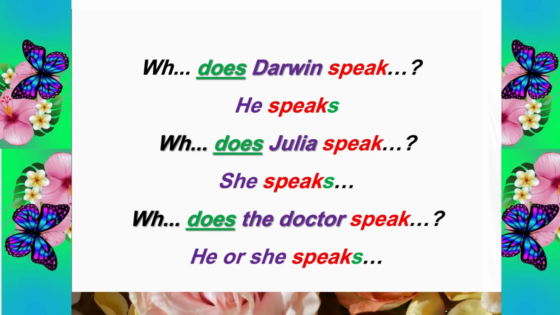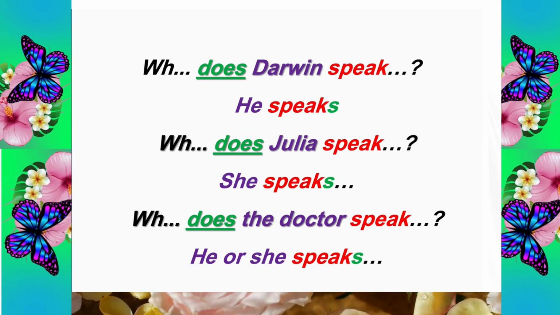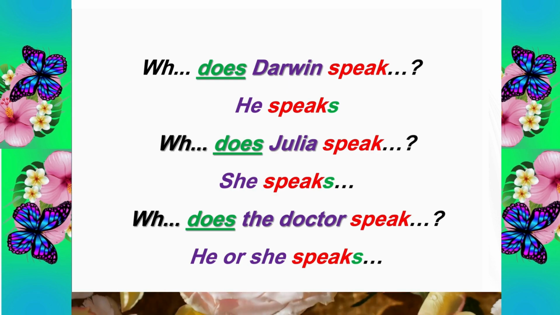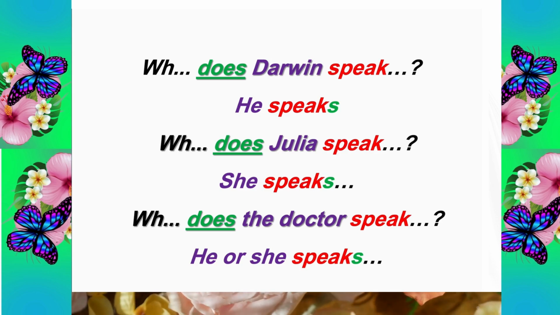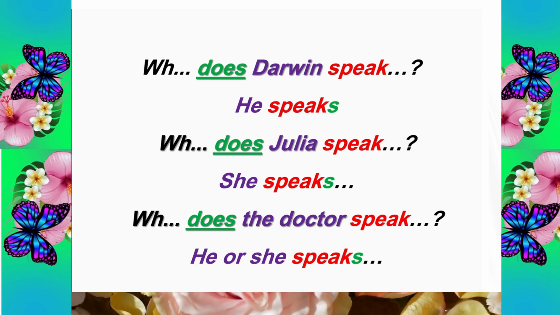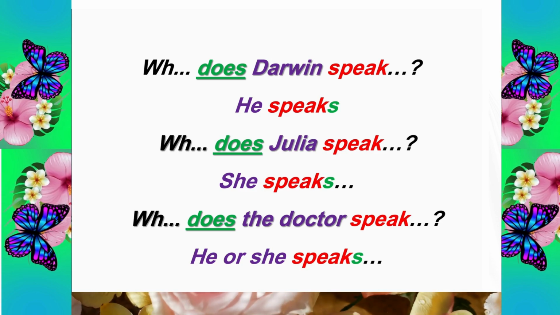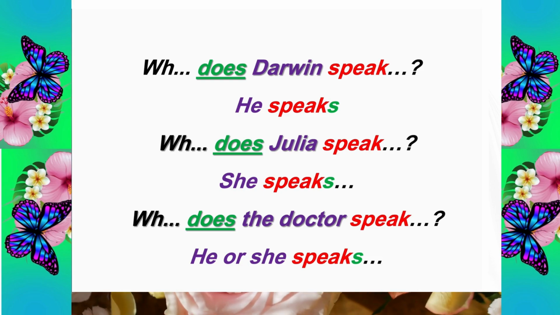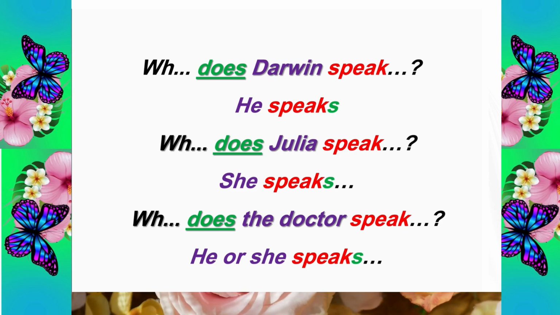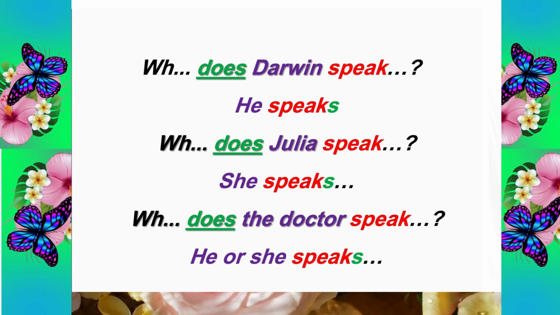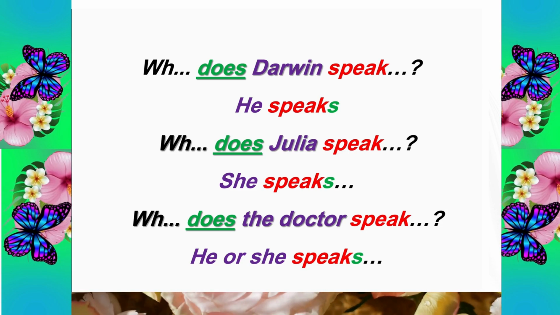Why does Darwin speak? So Darwin, it means he, a man or a boy. So he speaks. The second question, why does Julia speak? So Julia is a girl or a woman, so she speaks. Why does the doctor speak? So the doctor can be he or she, a man or a woman. So he speaks, she speaks.